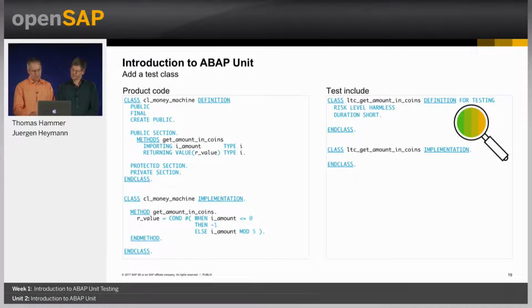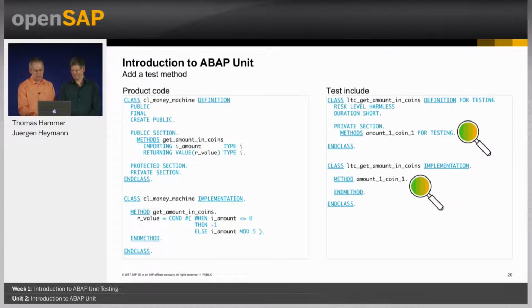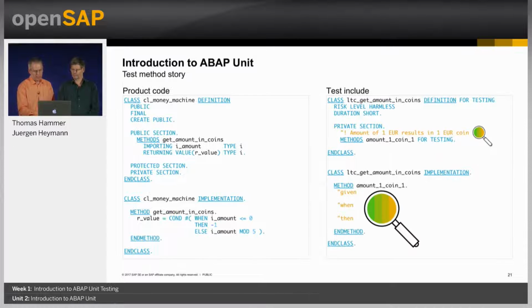Okay, so now we have a test class, but we don't test anything yet, so we have to continue. And what we need is test methods. A test method is a method without parameters and the addition FOR TESTING at the end. And here you see one, so amount 1, coin 1. So if we put in the amount 1, then we expect that the coin amount is also 1. Very easy, but we need content. Okay, let's put in more content.